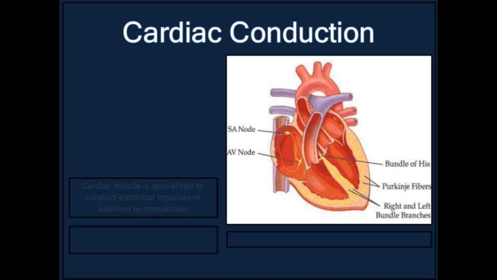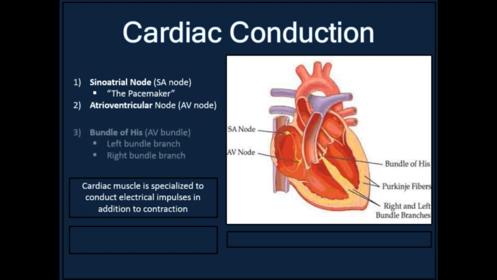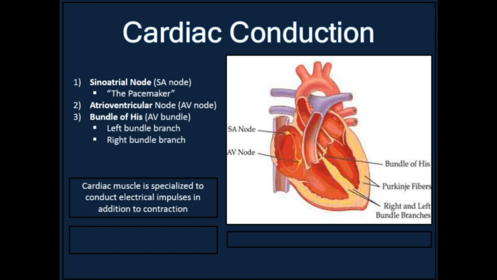The cardiac conduction system is a group of specialized cardiac muscle cells that send signals to the heart muscle, causing it to contract. The main components of the cardiac conduction system are the sinoatrial node, the atrioventricular node, the bundle of His, the bundle branches, and the Purkinje fibers.